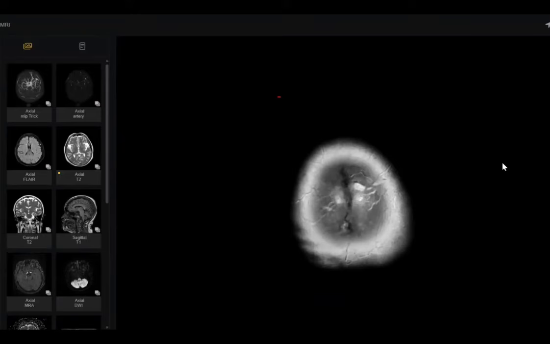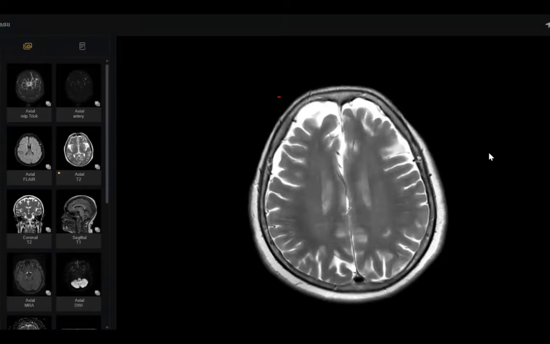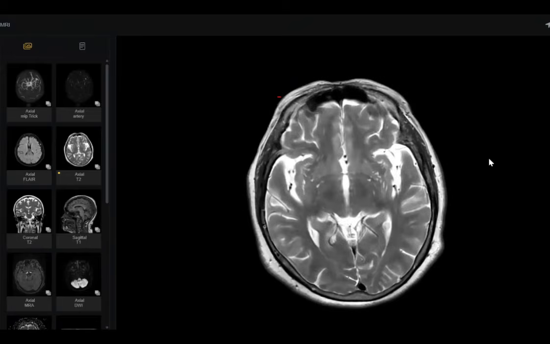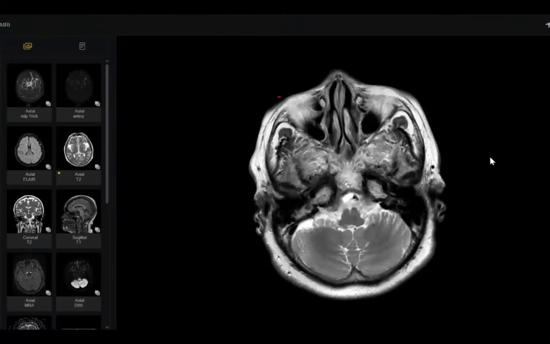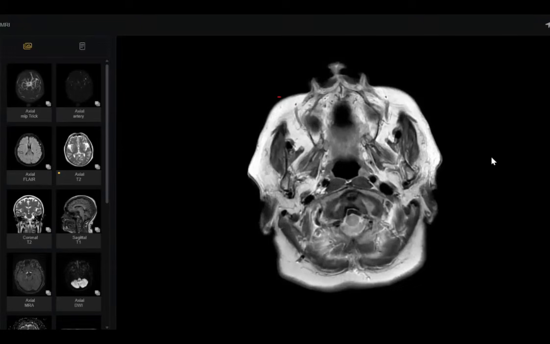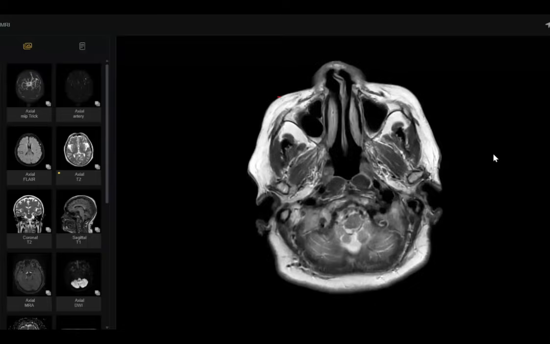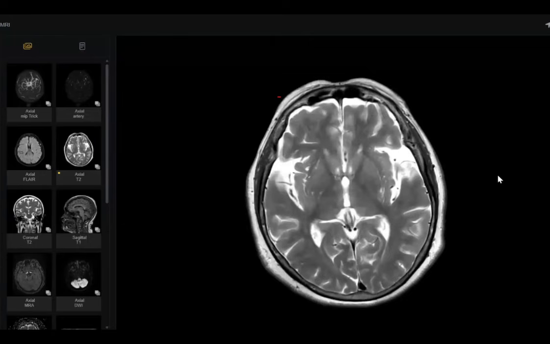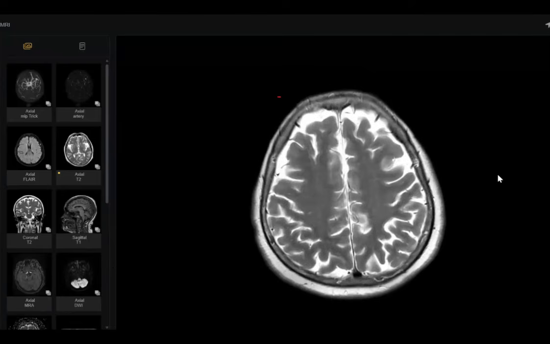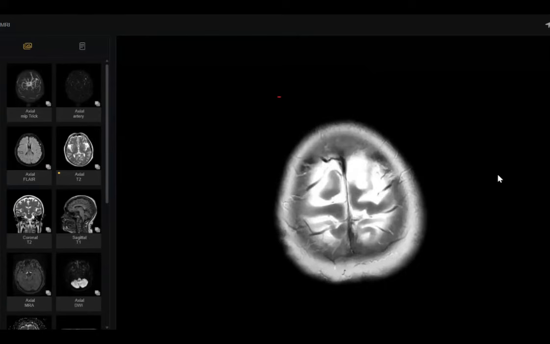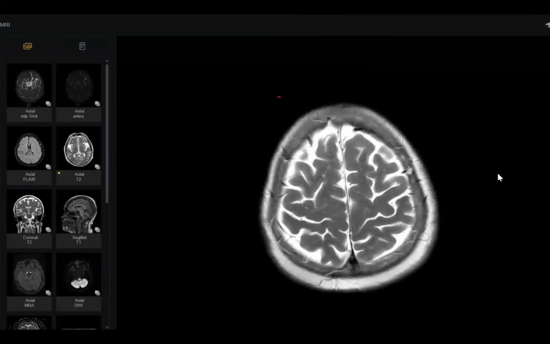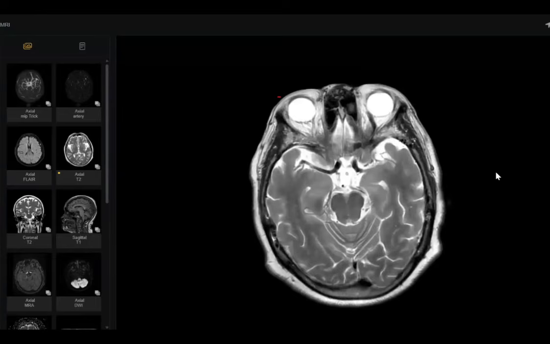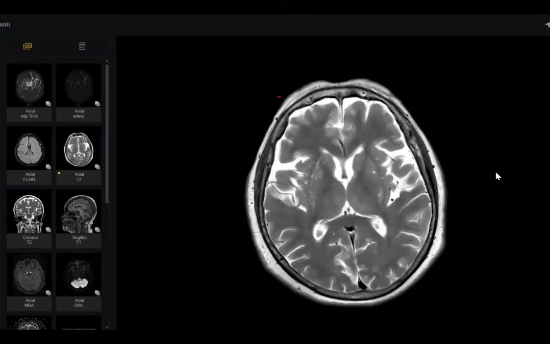Okay, I'm scrolling now. So I can see multiple hyperintense foci in the bilateral basal ganglia, and I'm looking through the images to see if there is any other finding. Okay. So yeah, there is no significant hydrocephalus. There is no other focal lesion, just some small hyperintense signals.